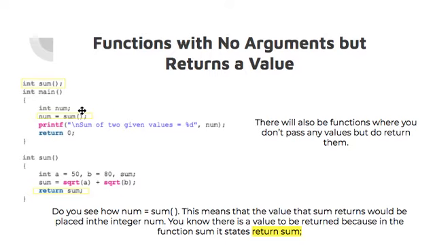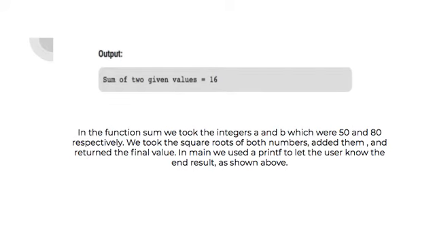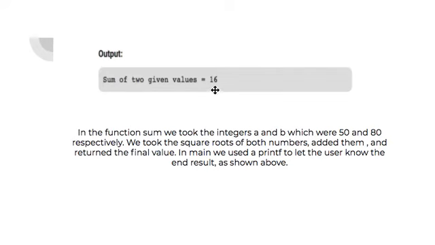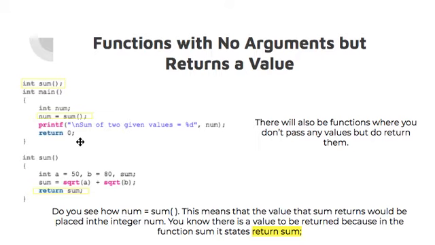Let's say you wanted to create a function sum where the user can input two numbers and then sum them together. Then you would need to make int sum with arguments int a and int b. But in this case, we don't need it. That's why we're still able to return a value even though we don't have any arguments in there. For example, as an output of what happened over here, we had a equals 50 and b equals 80. Even though we didn't input anything, our function gave an output. And in main, we used a printf to let the user know that this is what the end result was, as you can see over here.